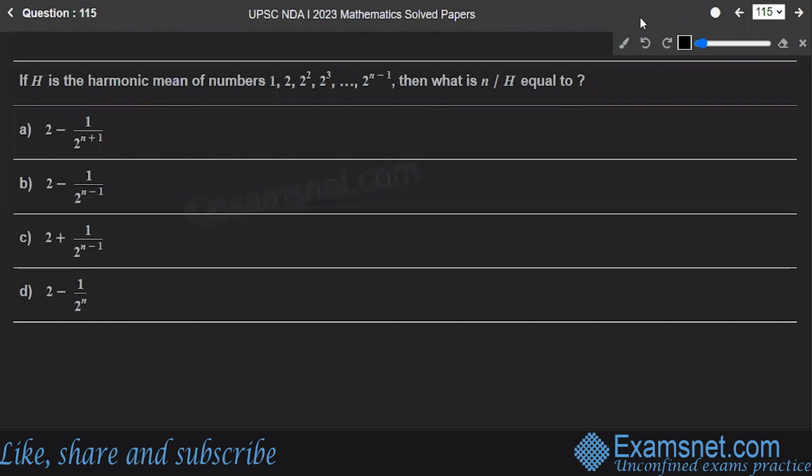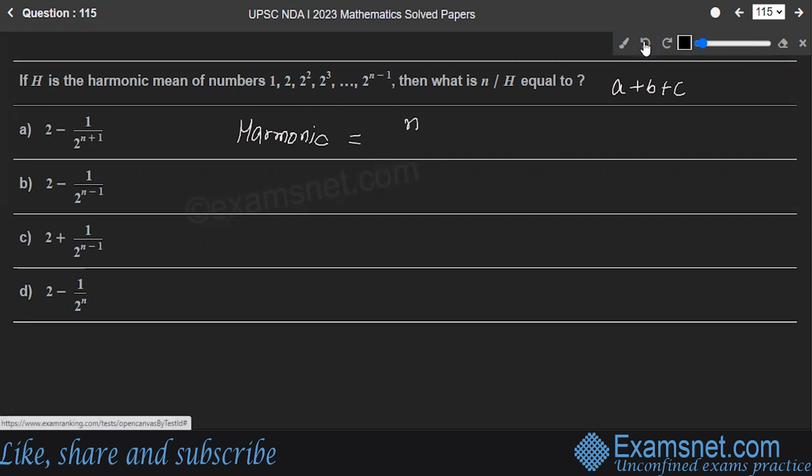Question number 115. If h is the harmonic mean of this series, then what is n by h equal to? So first of all, I hope you know the formula for the harmonic mean. It is actually the reciprocal of the average of the numbers. That means if you are having some numbers like a, b, c, then it is given by the number of terms, which is equal to 3 in this case, upon 1 upon A plus 1 upon B plus 1 upon C. This is the basic formula for the harmonic mean.